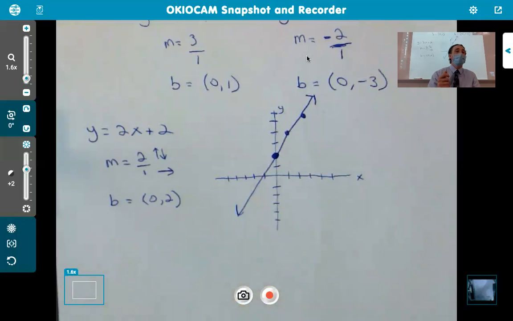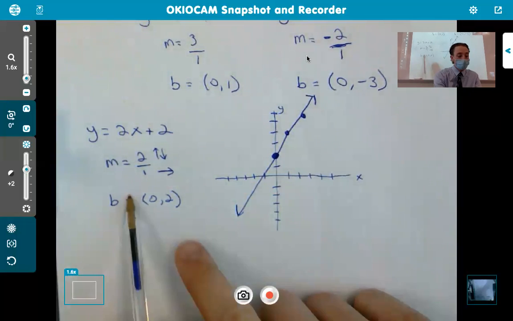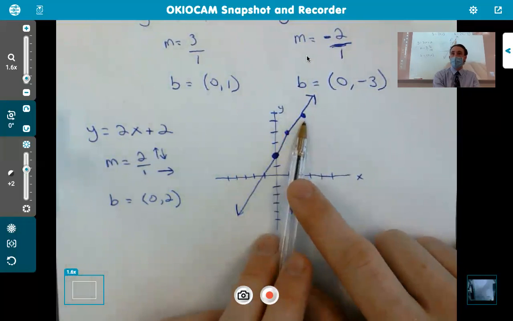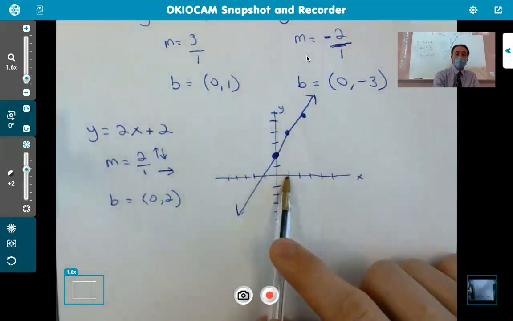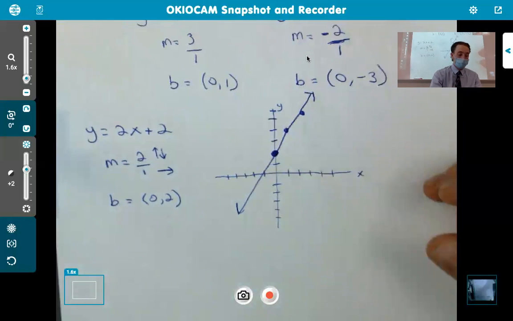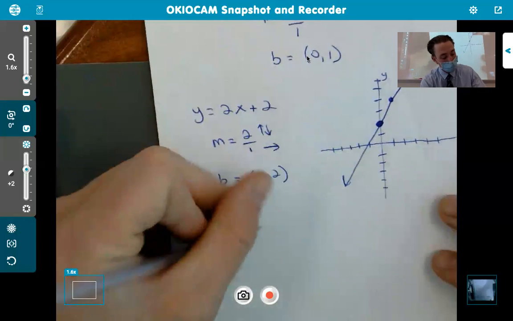So I don't have to worry about plugging in values, finding x's and y's. All I'm doing is plotting the y-intercept to start, the point (0, 2), and then going up 2 over 1, up 2 over 1. If it was negative 2, you'd go down 2 to the right 1, down 2 to the right 1, and it would look a little bit different. But that's all you have to do for each of these examples, okay? Any questions about that? Let's do one more example.